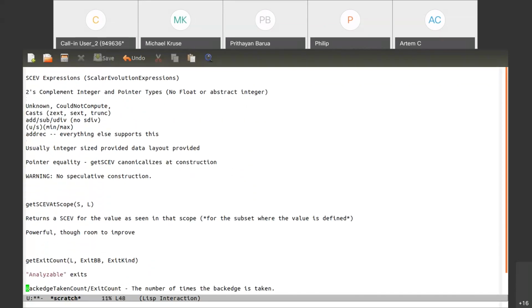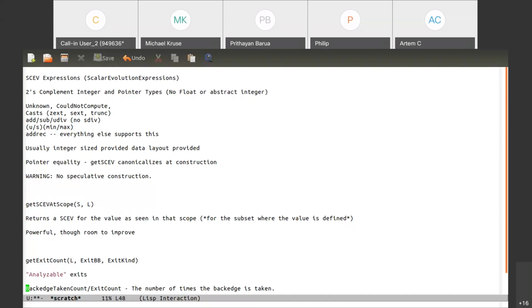Okay. So in terms of SCEV's internal representation, that is, what is a SCEV? Scalar evolution is the interface for returning a symbolic description of a computation. SCEV is that symbolic representation. SCEVs can be used to model 2's complement integer types and pointer types. Note that there is no representation in SCEV for floating point types or for abstract integers, that is, not machine width 2's complement semantics.